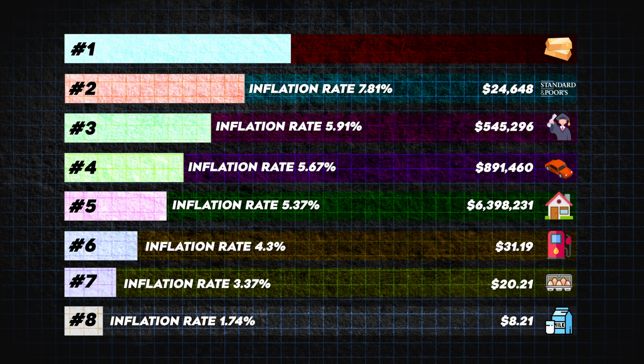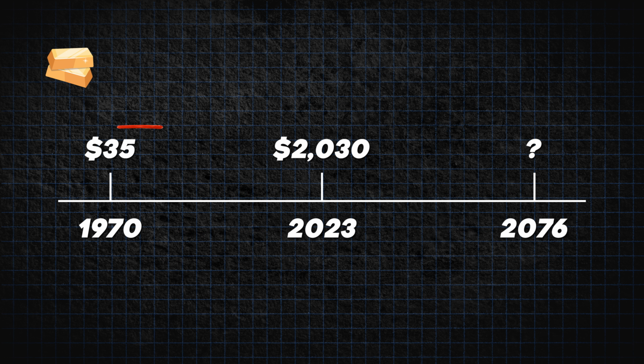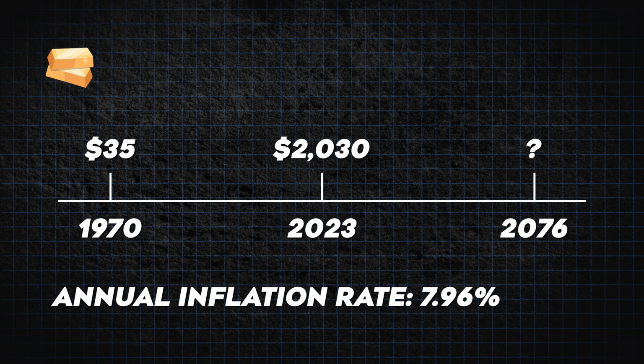And coming in number one, our top rate of inflation or rate of increase or compounded annual growth rate, whatever you want to call it, is going to be gold. 1 ounce of gold in 1970 cost $35. Today, it is $2,030 per ounce. That gives us an average annual increase of 7.96% per year. And if that continues on average into the future, for the next 53 years, then by 2076, 1 ounce of gold will cost $117,605.